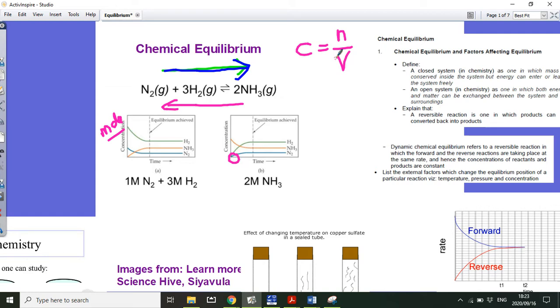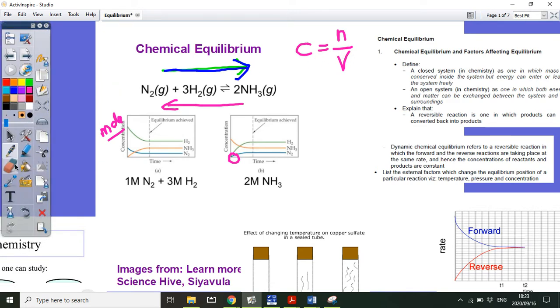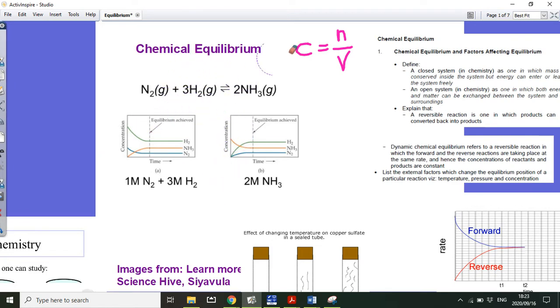But when the volume is not constant, then they will not be the same. And that's the only place where you'll see that, is for pressure changes. And we'll mention that again when we get there.